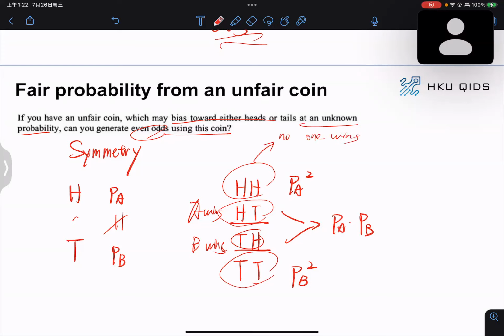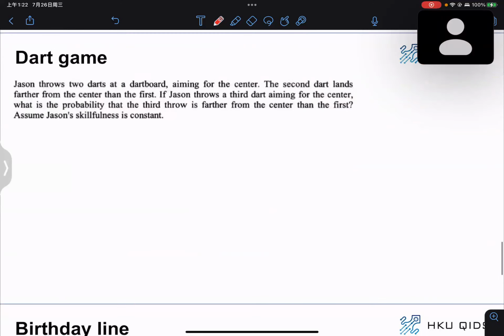And this is going to give us even odds by symmetry, because these two are the same. Okay, so now the second last question, the dot game.